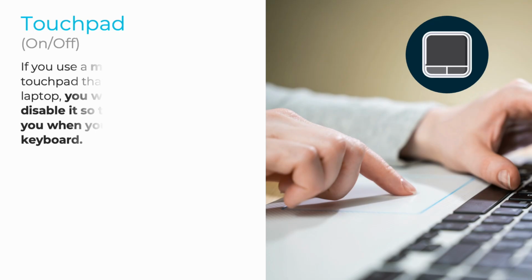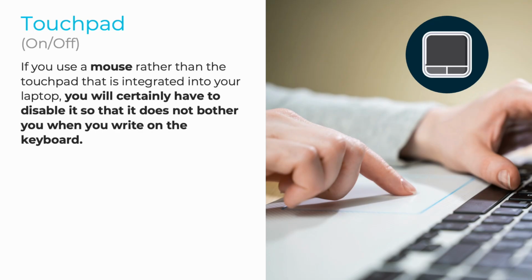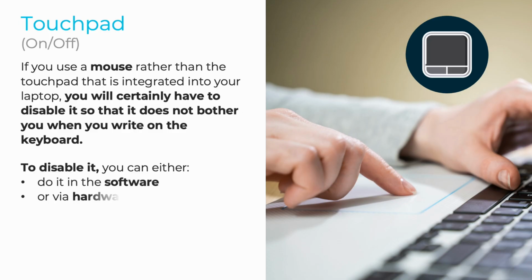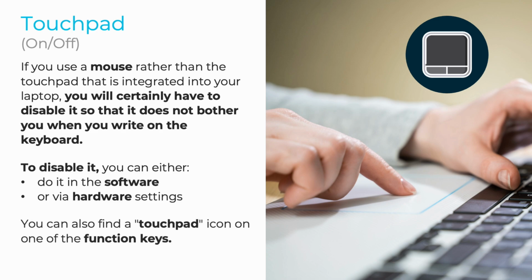Touchpad, on-off. Now, let's see the usefulness of the function key on the touchpad. If you use a mouse rather than the touchpad that is integrated into your laptop, you will certainly have to disable it so that it does not get in the way when you write on the keyboard. To disable it, you can either do it in the software or via the hardware settings. You can also find a touchpad icon on one of the function keys.